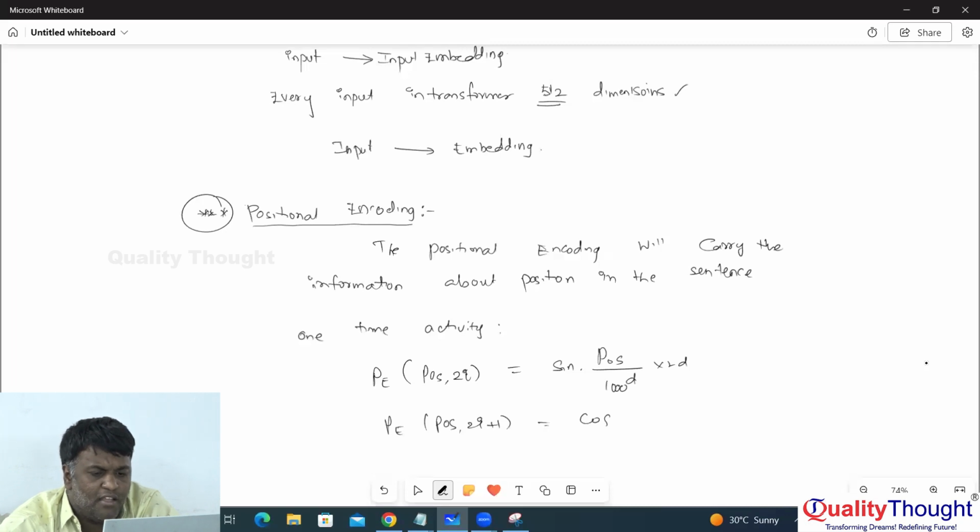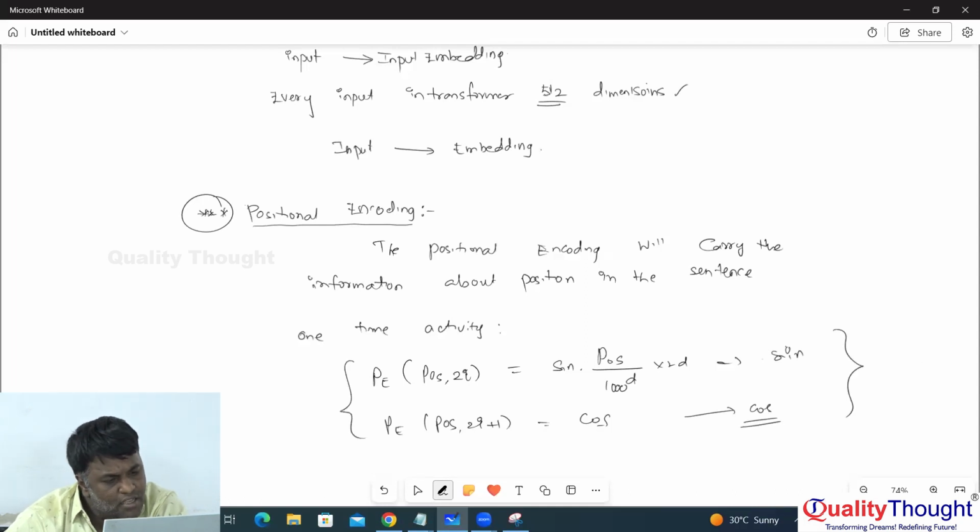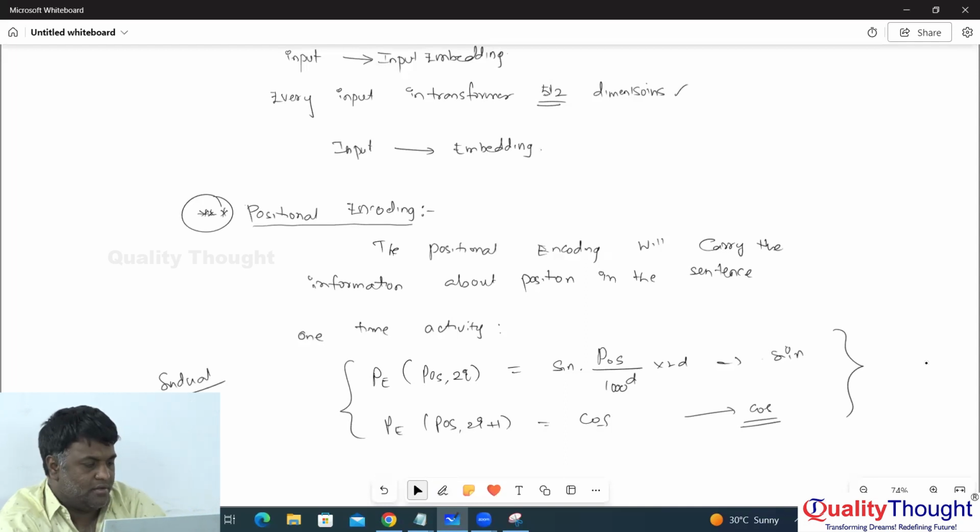What will we use for the even position? Sin. What are we using here? Cos. This we call dual.